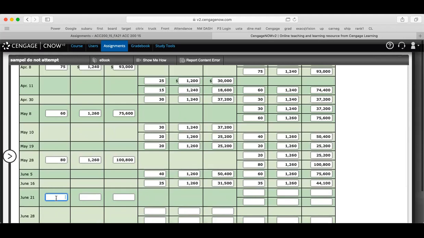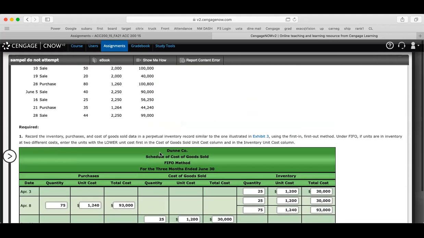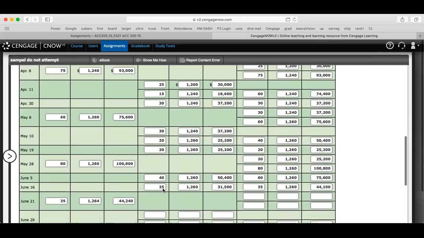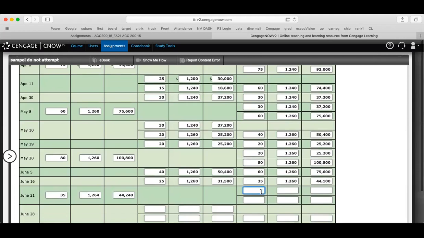So 35 times 1264, it put $4 on us. 35 times 1264 gives us 44,240. I think that's what it said up here. Yeah, 44,240. Now, right here, this is our balance.